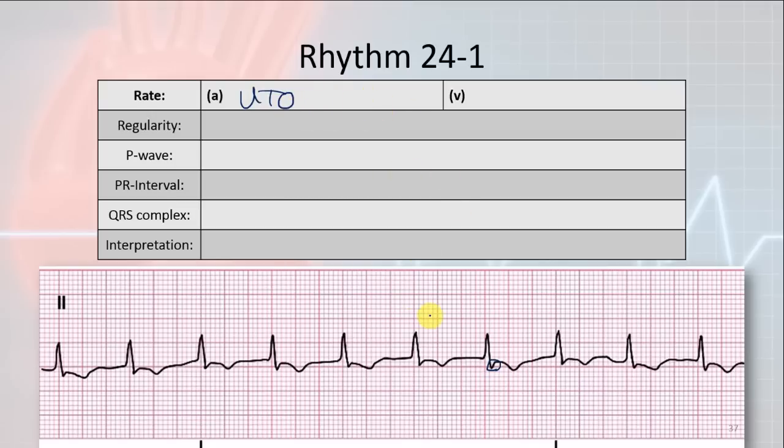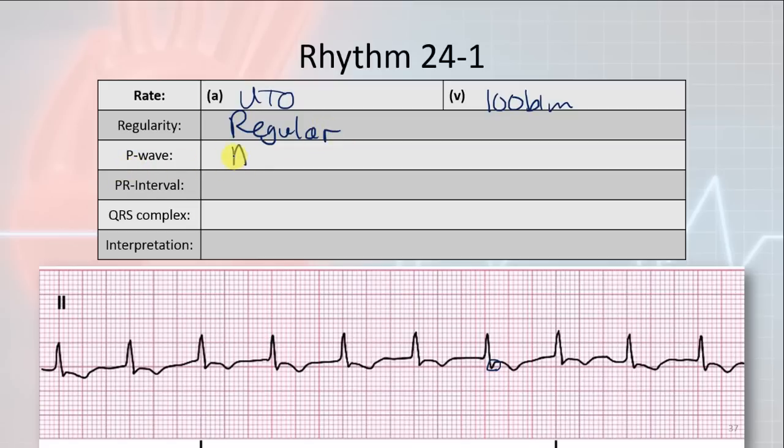What is my ventricular rate? Let's pretend this is a 6-second strip. 1, 2, 3, 4, 5, 6, 7, 8, 9, 10. So we'll say that ventricular rate is about 100 beats per minute. Let me see. If you start here, 300, 150, 100. So it's probably exactly 100 beats a minute. Regularity is going to be regular.